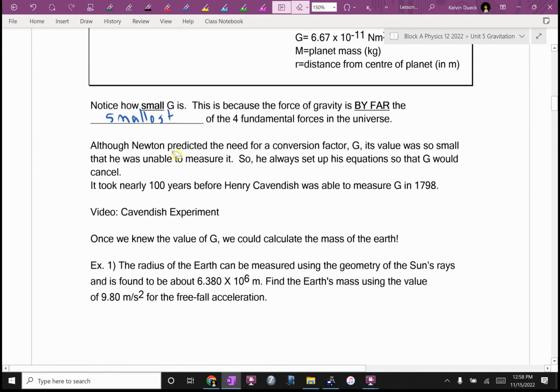Although Newton predicted the need for a conversion factor, big G, its value was so small he couldn't come up with an experiment to measure it. So he always set his equations up so that the big G would cancel. About 100 years after Newton published this equation, a scientist named Henry Cavendish came up with a way to measure it in 1798. How would you measure something so small, you ask?